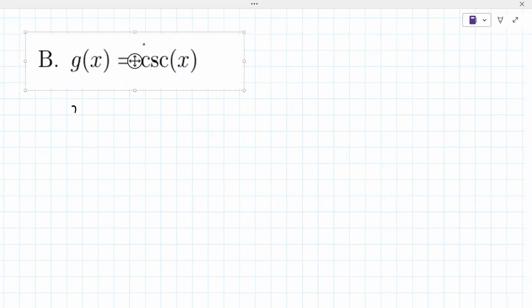So part B. Do I have a snip ready? I do not. Part B is the same thing here. We're going to first put -x in for x.